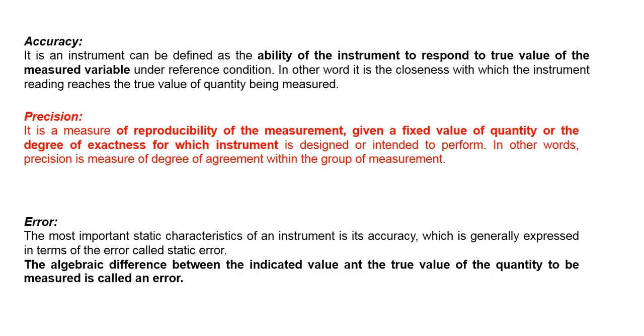Then comes the error. Now what is error? Error is basically the difference between the indicated value and the true value, that is error. Now the most important static characteristic of any instrument regarding its accuracy is generally expressed in terms of an error.